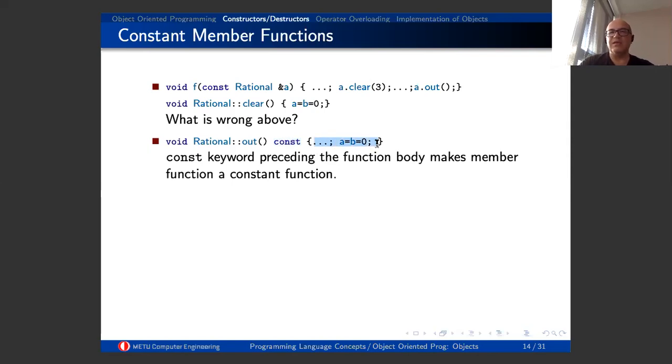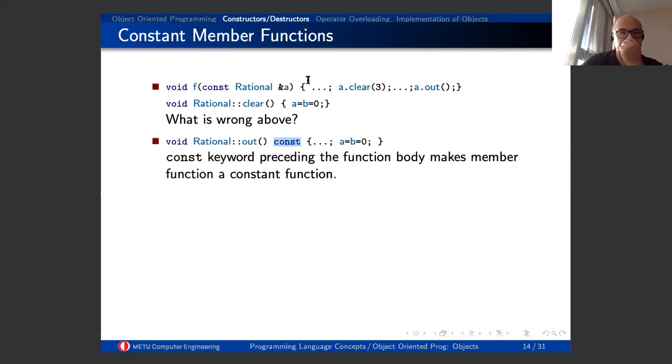So you declare that out is a constant member function. That means it is a read, it is accessing the member values as read only. As a result, it may not change the object. So this is the position of usage. That means after the parentheses, before the curly braces, you use this const keyword and declare out to be constant.